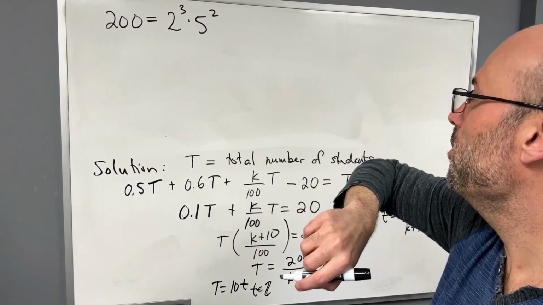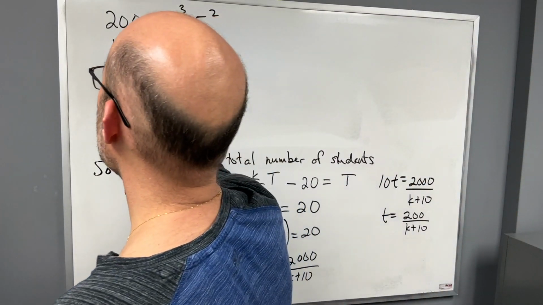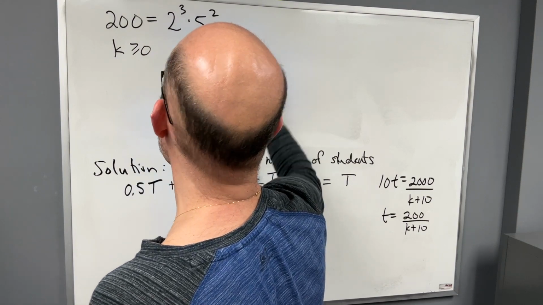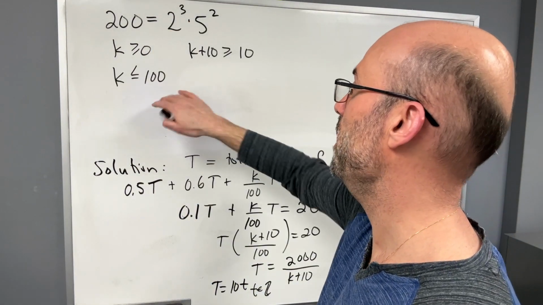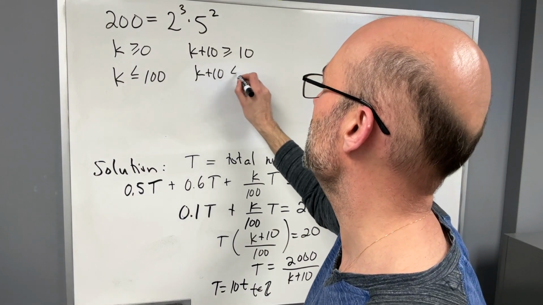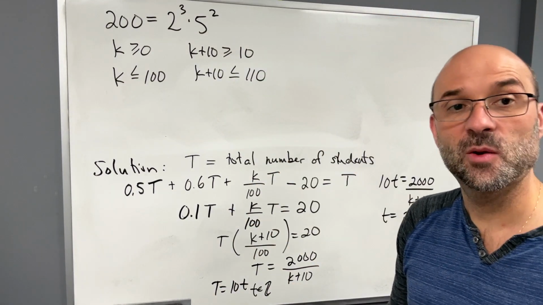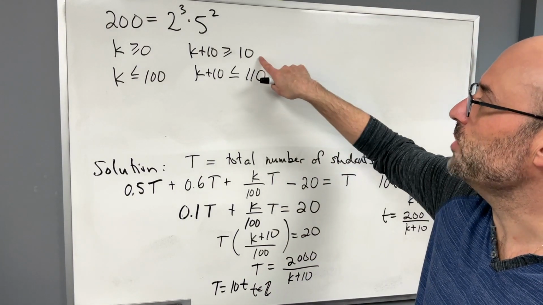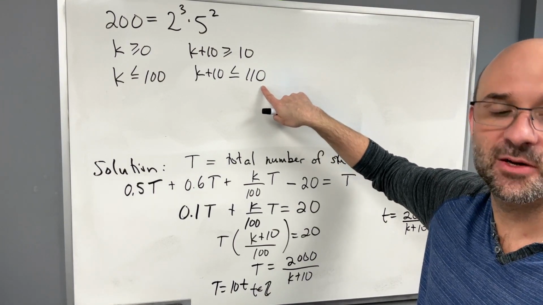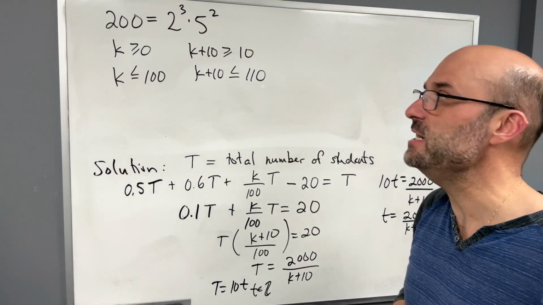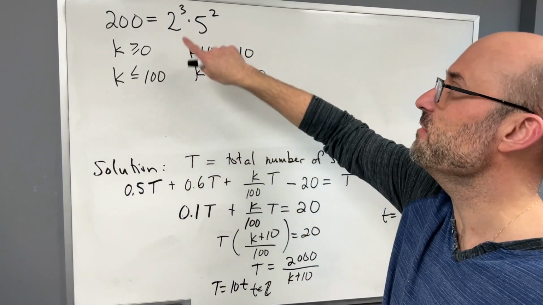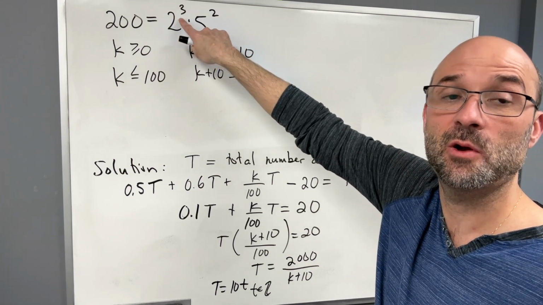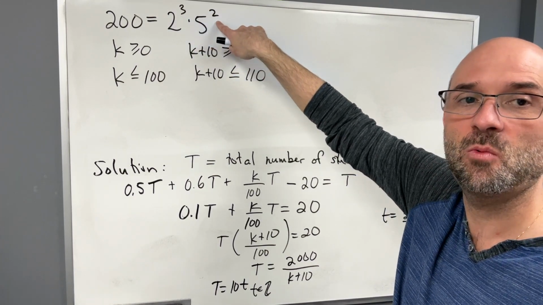That will be helpful. We also need to make sure that k has to be greater than or equal to 0. So that means that k plus 10 has to be greater than or equal to 10. We also know that k has to be less than or equal to 100. So that means that k plus 10 has to be less than or equal to 110. So essentially, we're looking for divisors of 200 that are greater than or equal to 10 and less than or equal to 110. Well, we know that any divisor of 200 must be of the form 2 to some exponent times 5 to some exponent, where the exponent on the 2 is either 0, 1, 2, or 3, and the exponent on 5 is either 0, 1, or 2.